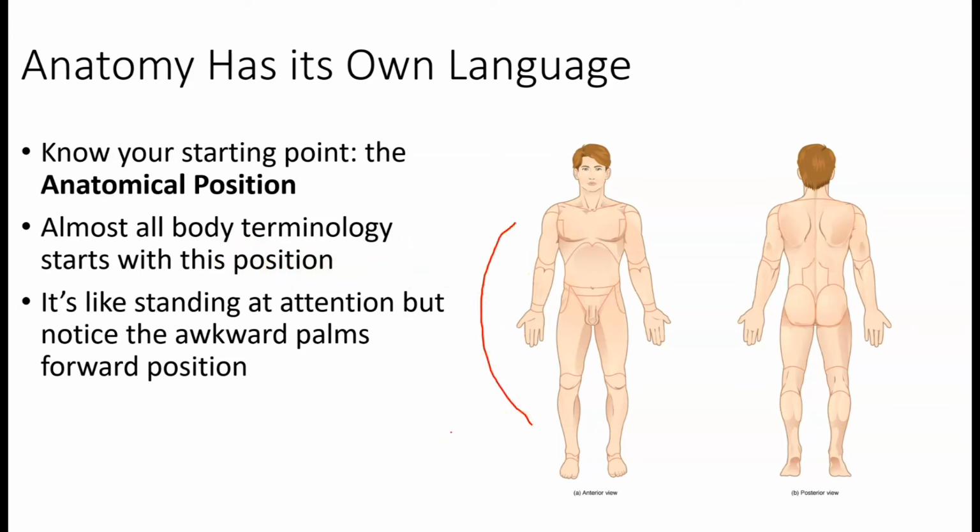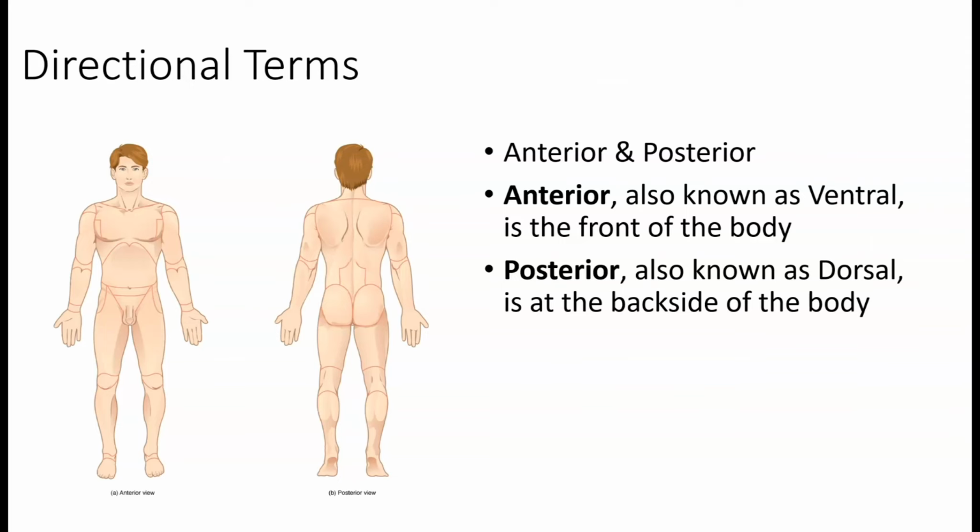It's kind of like standing at attention, but notice how awkward your arms are because your palms have to be in a forward position. What you're looking at here is an anterior view and a posterior view, so a front view and a rear view. Anterior, which by the way is also known as ventral, is the front of the body, and posterior, also known as dorsal, is the backside of the body. So that's our starting point.